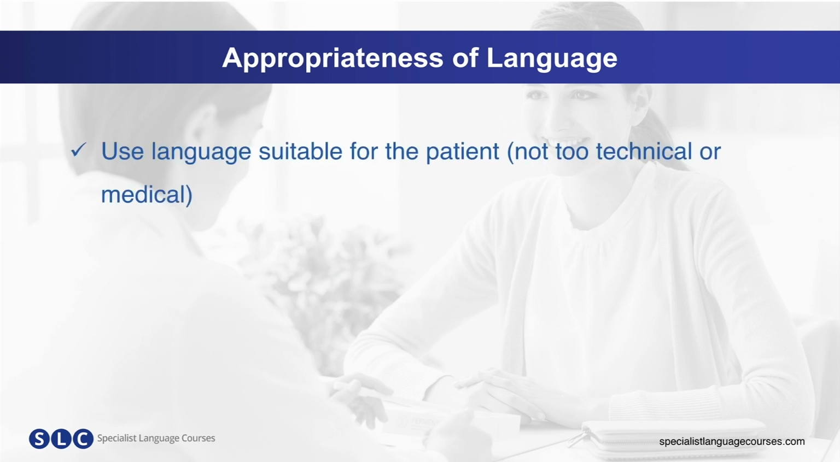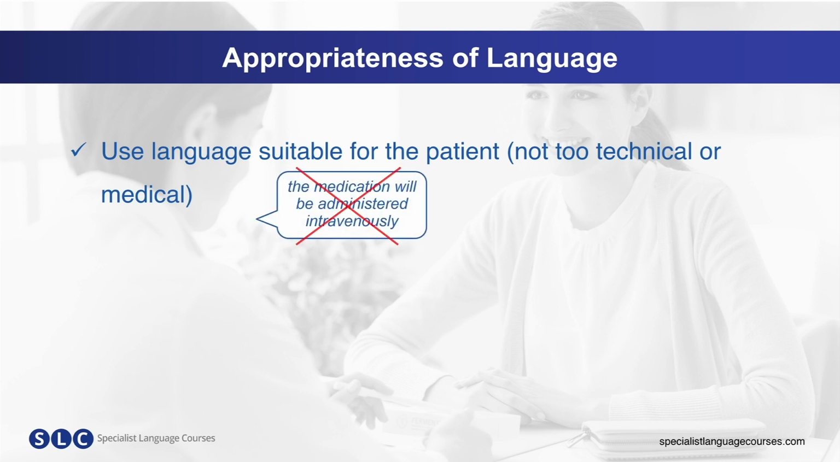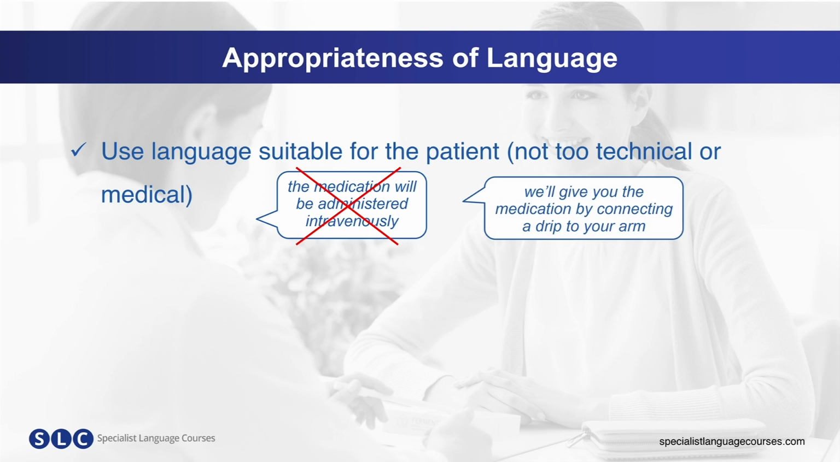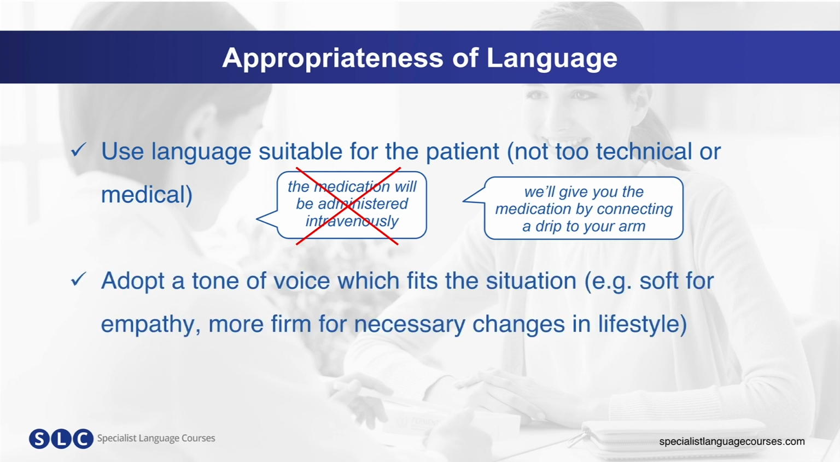What can you do for appropriateness of language? Be aware that you are speaking to a patient or carer who perhaps might have very little medical knowledge, or they won't understand medical terminology. So don't say something like, "The medication will be administered intravenously." Instead, say something like, "We'll give you the medication by connecting a drip to your arm. Is that okay?" Make sure the tone of voice suits the situation. So for example, if a patient is anxious, use a soft tone, and this shows empathy. If you need to instruct the patient on, say, a lifestyle change that they are reluctant to make, try and use a firmer tone. For example, it's really important that you try and cut down on your daily sugar intake.